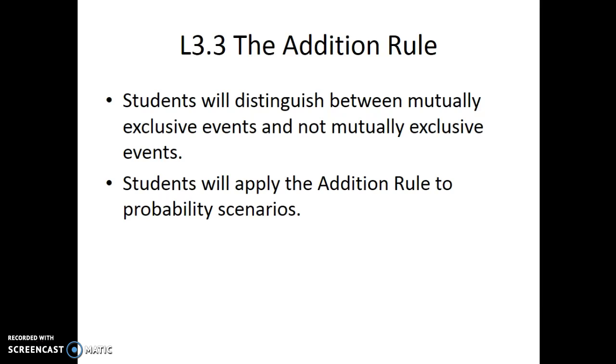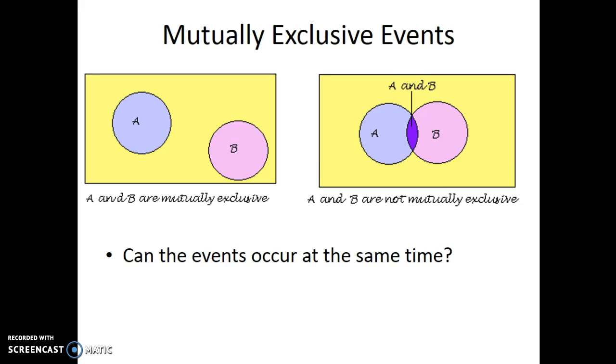So we're going to talk about being mutually exclusive and not mutually exclusive because that relates to how the rule applies, and then we're going to actually use the addition rule. Mutually exclusive is when basically your events cannot occur at the same time. If there is overlap between your events, then they are not mutually exclusive.